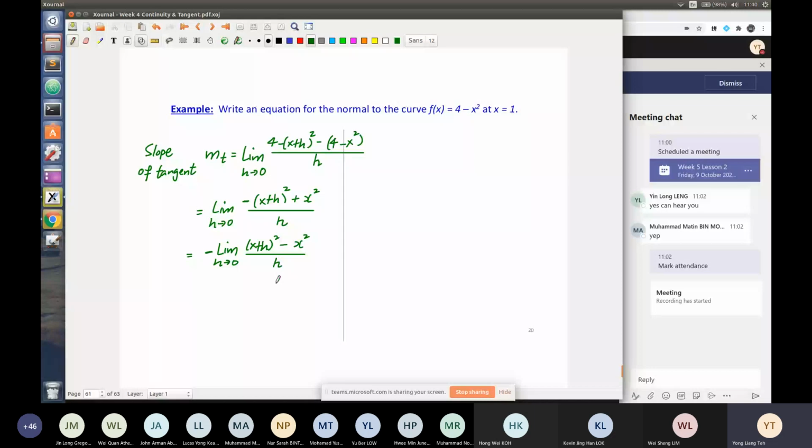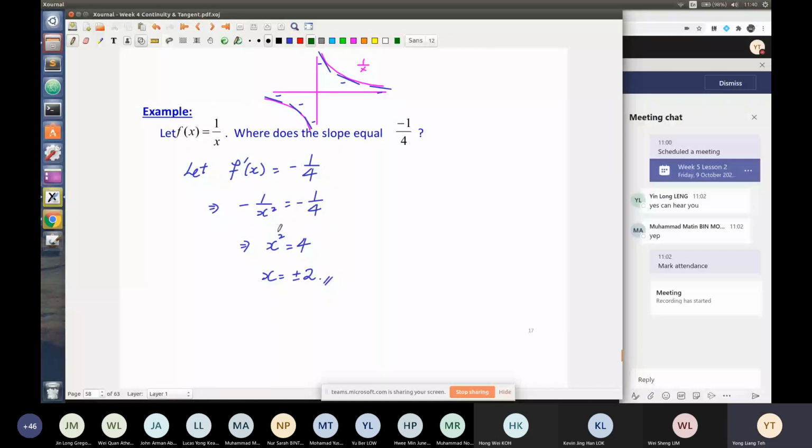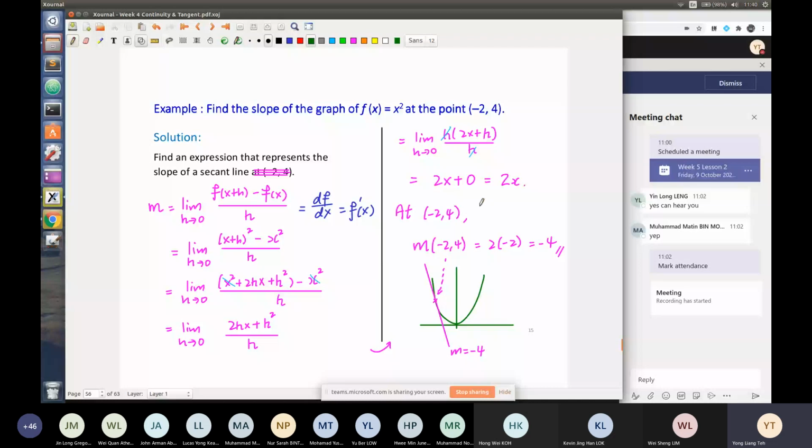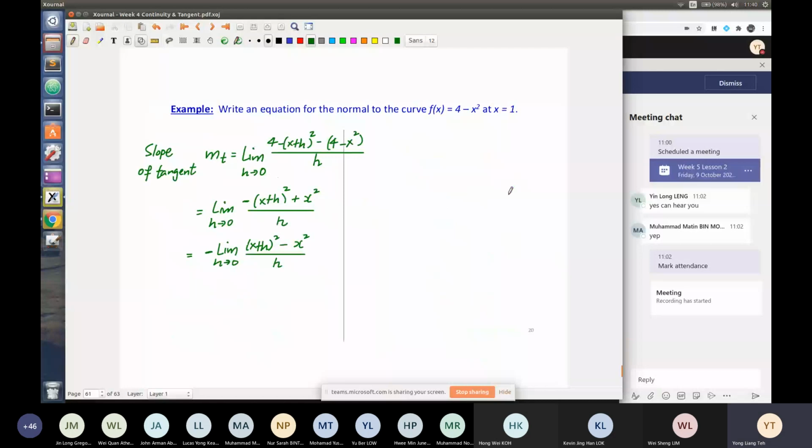So hence, look at this. Isn't this the same as what we got here? Exactly the same. So hence this chunk is 2x, minus 2x. We know that is correct because for the students who have learned differentiation before, differentiating 4 gets 0, differentiating minus x squared gets minus 2x. Quite clearly.